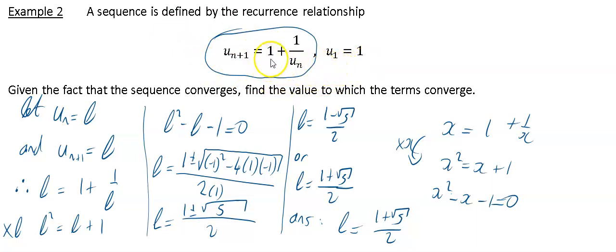My second term would be 1 plus 1 over 1, which is positive. My third one would be a positive plus 1. My fourth one would be a positive plus 1, and so on. So you'll never get a negative value. For the limit to be this thing, which was negative, is impossible. So you have to take this as your answer.